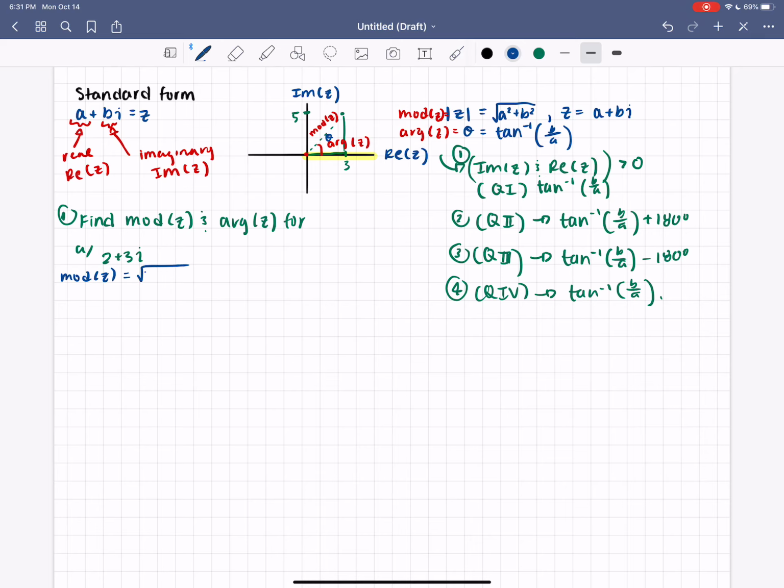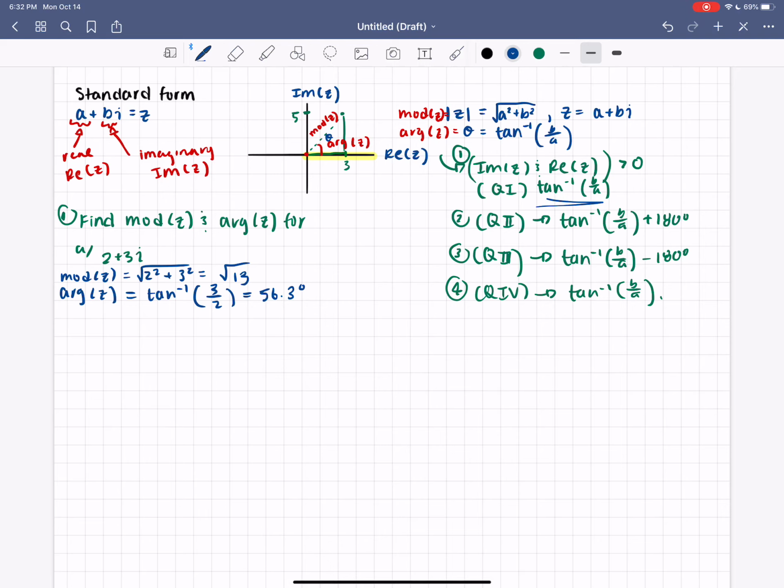So that's our modulus. Our argument, first of all, what formula are we going to use? We're going to use the quadrant 1 formula because 2 and 3 are both positive, so this point falls in the first quadrant. So we're going to do tan^-1, or inverse tan, of 3 over 2. And that gives us a value, in degrees, of 56.3. And so that is the answer for that question.